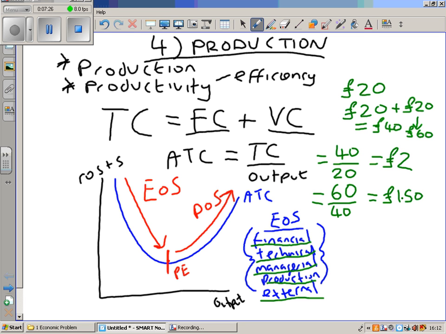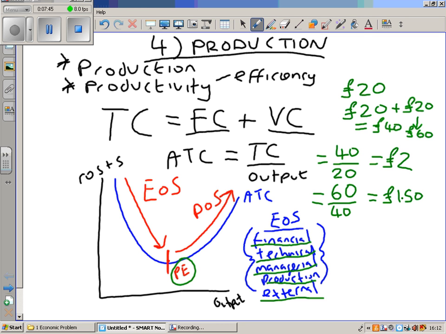Now, PE stands for productively efficient. That means you are producing at lowest possible average cost. You cannot get any better than that. You are producing as efficiently as you can. That will potentially mean that you can charge customers a really low price for the products or enjoy a really high profit margin.